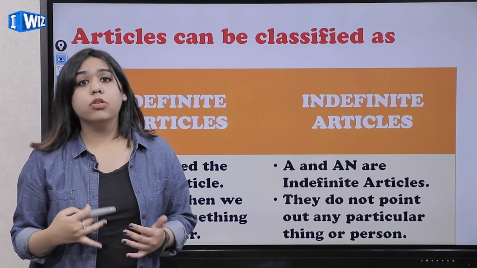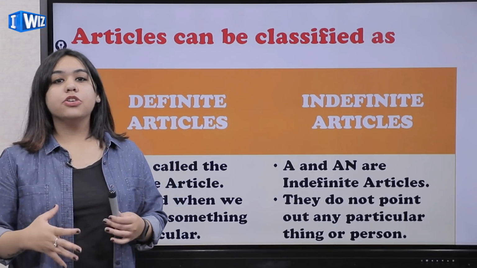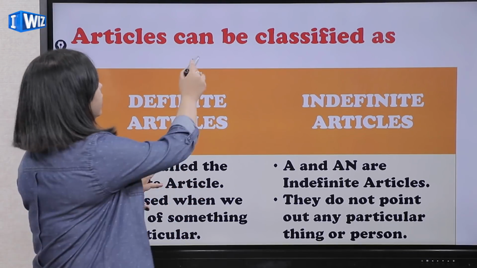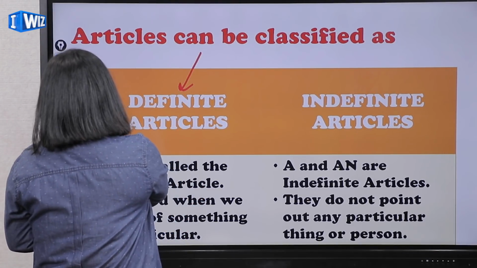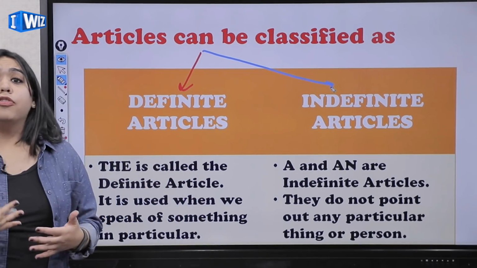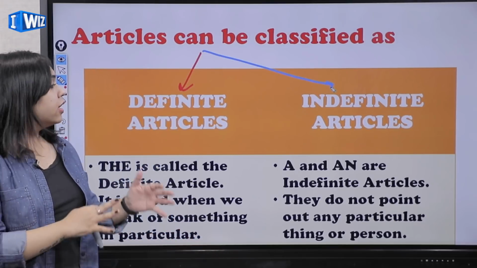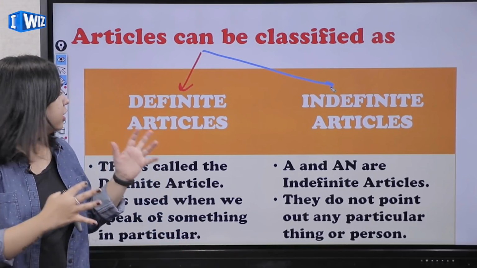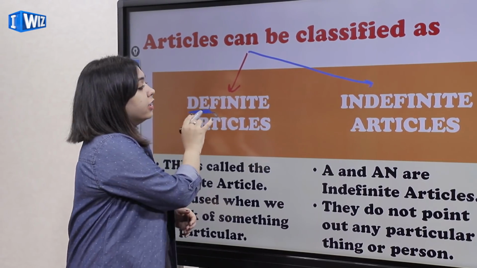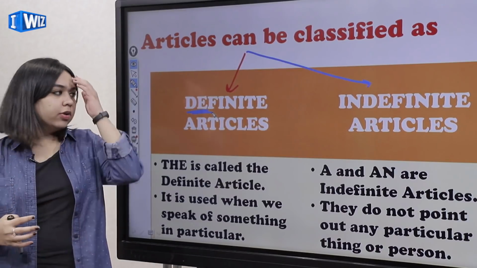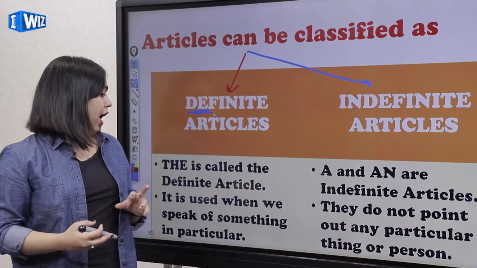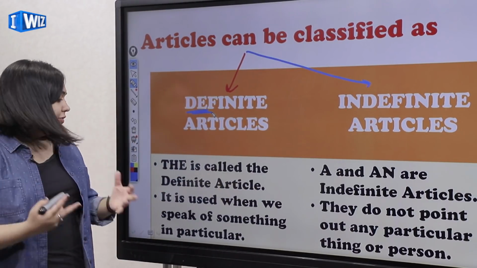Now, when you look at articles, we can classify them into two categories. What are the categories? It could be definite articles, it could be indefinite articles. Before getting into what definite and indefinite articles are, we'll try to understand the meaning of the words. Definite, something that you're sure about, and indefinite, something that you're not sure about. So the is called the definite article.